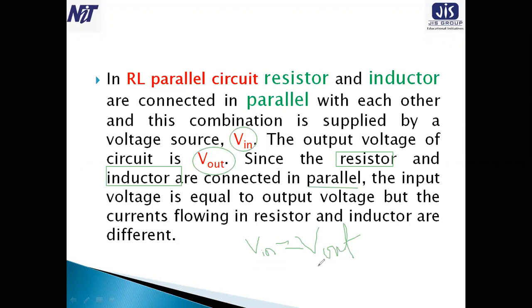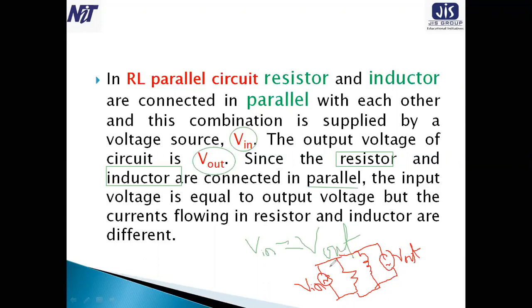Why? Because the resistor and inductor are all connected in parallel in this circuit, with V in and V out. So V in equals V out.